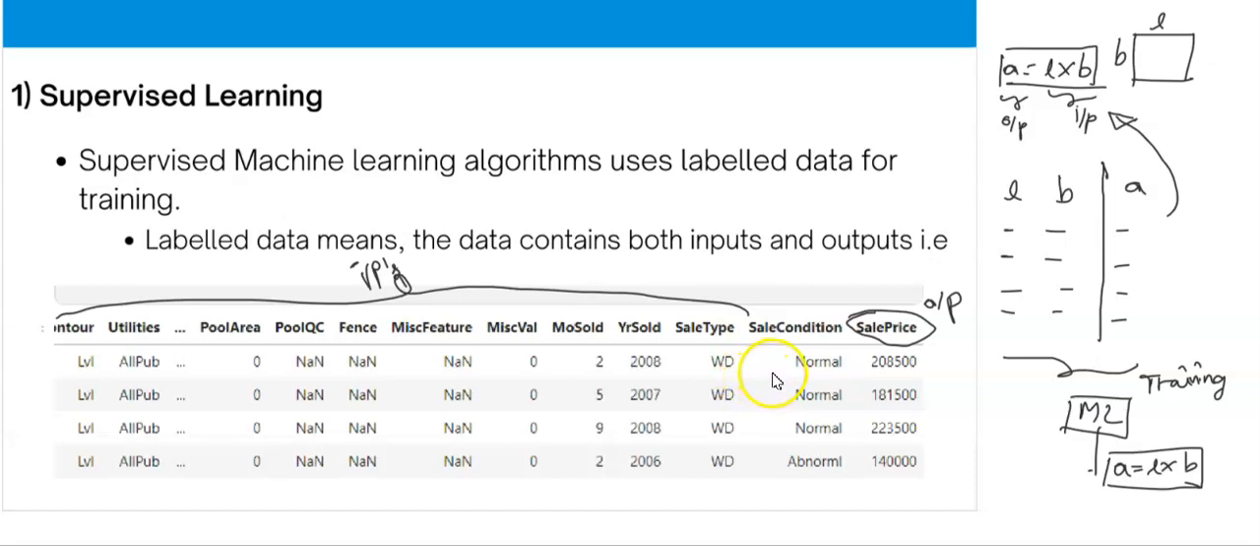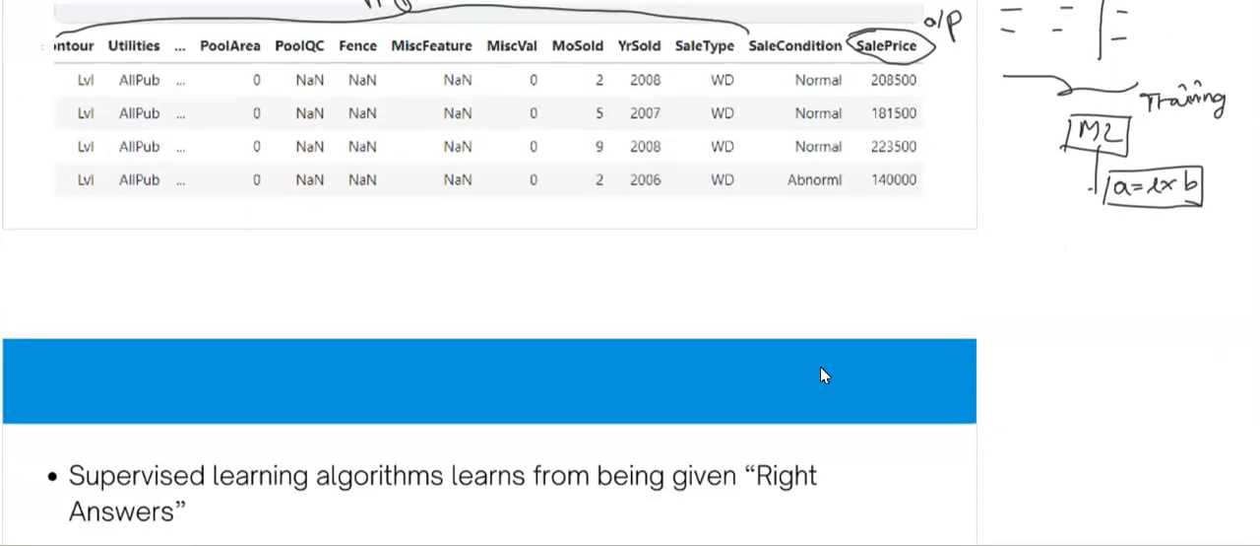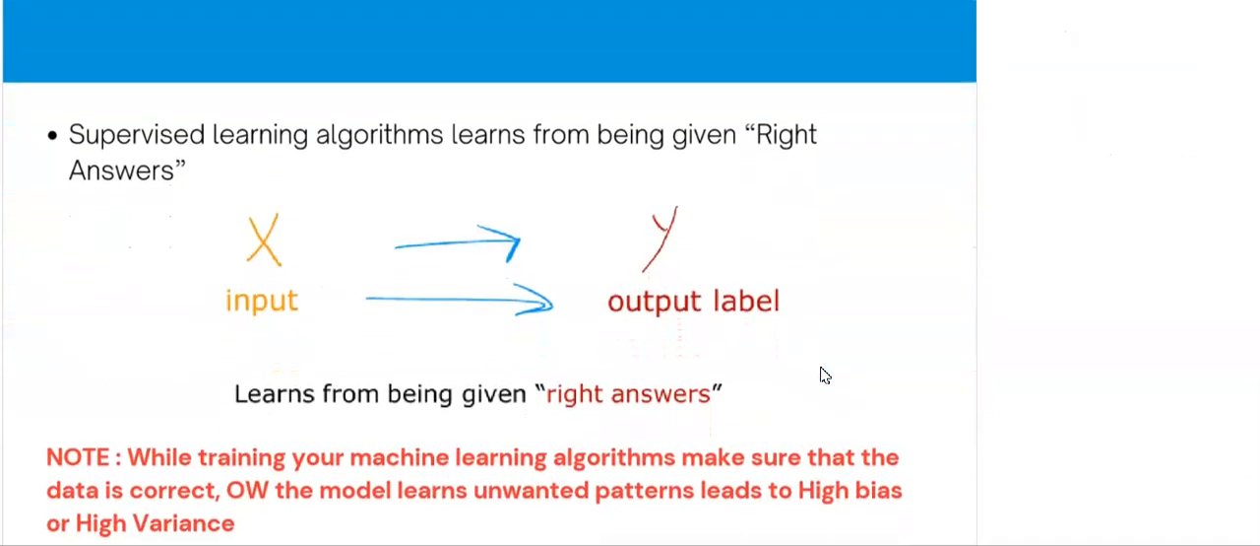In supervised machine learning algorithms we have two types. One is regression and another one is classification. Anyways, we'll talk more about them in later videos. And then you can see here supervised learning algorithms learn from being given right answers. That means you have to give the correct mappings of x and y. Let's say for example, in the above example, you are predicting the area of a rectangle, right? That means a equals l into b. While collecting the data you have to collect this mapping only.